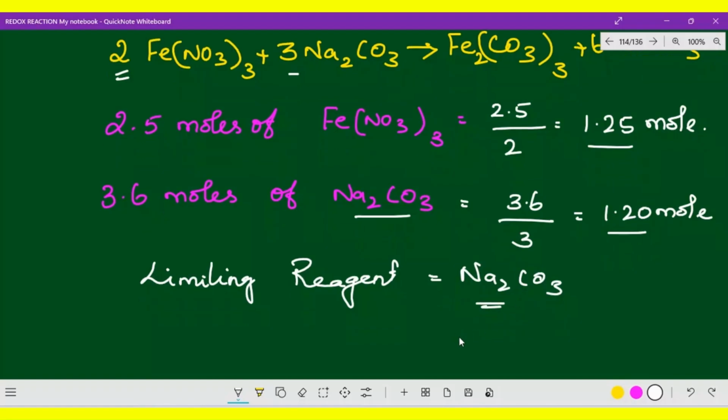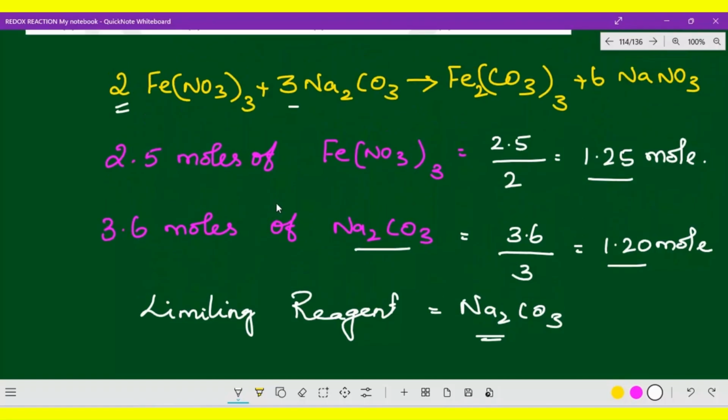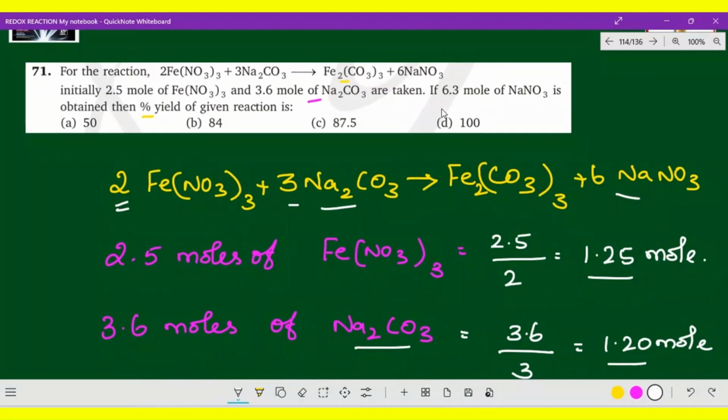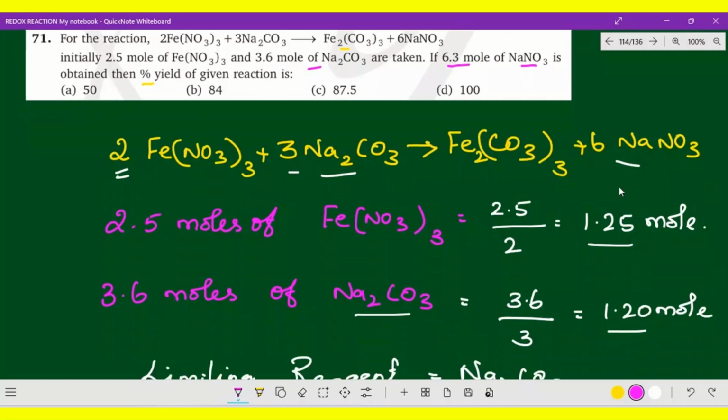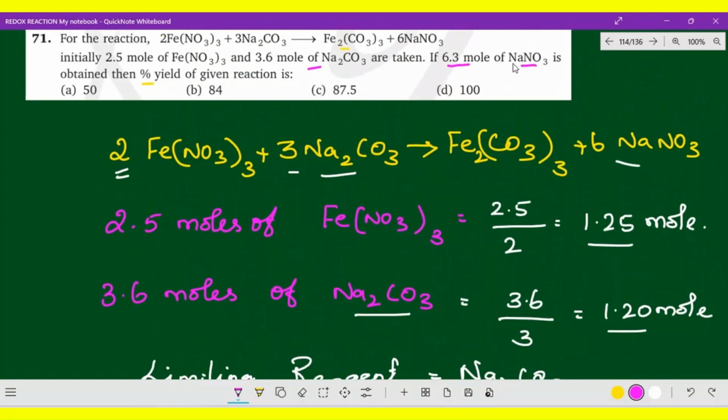Got it? Now we have to identify how many moles it has produced. The limiting reagent is sodium carbonate. 3 moles of sodium carbonate can produce 6 moles of sodium nitrate. That is what they have given in the question: if 6.3 moles of sodium nitrate is obtained, then find the yield. So here 3 moles of sodium carbonate can produce 6 moles of sodium nitrate.